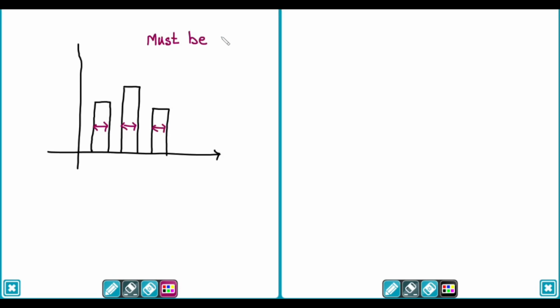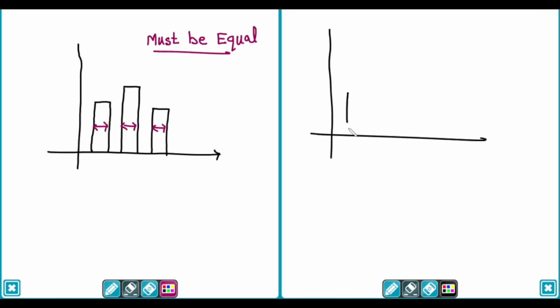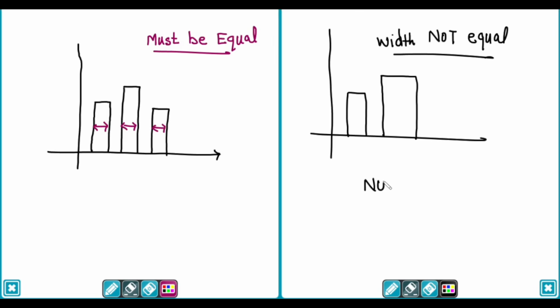What should the width always be? It should be equal. If your width is not equal, like in this manner, the first one, fine, second one, now clearly say the width is not equal. Width is not equal, then it is not a bar graph. It is not a bar graph. First important point is the width must be equal.